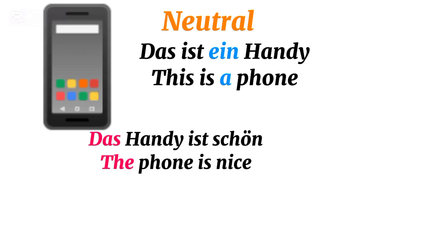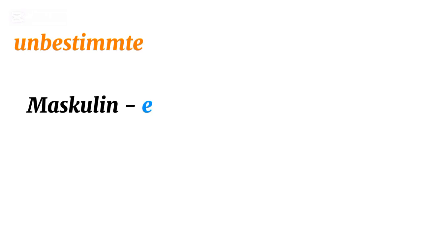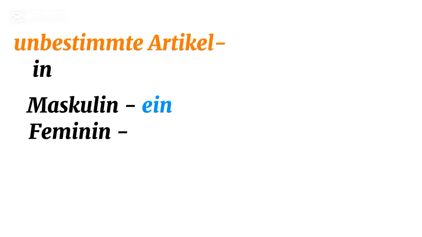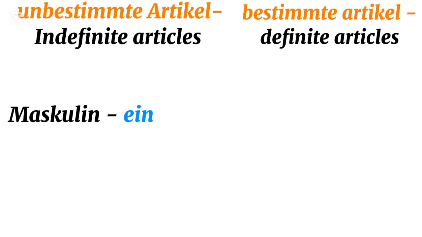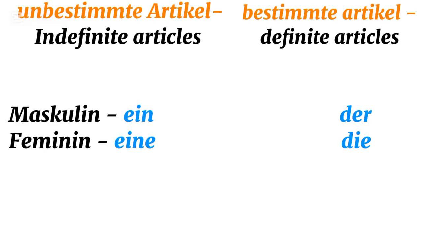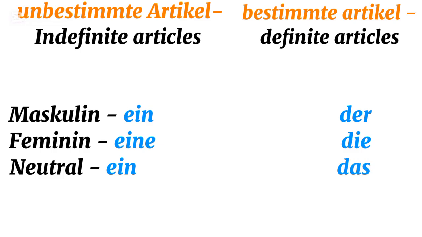Have you been seeing all these ein, eine, eine? And ask yourself, what are all these? Kein Problem. In this video, I'm going to explain in detail all these ein, eine articles. They are indefinite articles, unbestimmte articles, okay? Now that you have learned all about the definite articles, which are der for masculine, die for feminine, and das for neuter, now we are going to learn the indefinite ones.